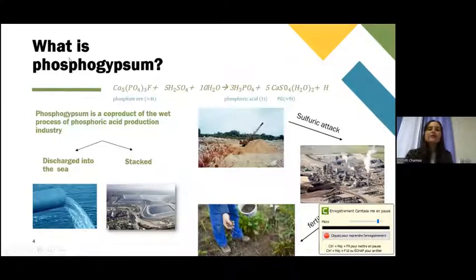First of all, what is phosphogypsum? As we can see in this chemical reaction equation, almost 5 tons of phosphogypsum ensue from 4 tons of phosphate ore attacked by sulfuric acid, as you can see in these pictures, to obtain only 1 ton of phosphoric acid used in fertilizers. So phosphogypsum is a co-product of the wet process of phosphoric acid production industry. It is either discharged into the sea or stacked.